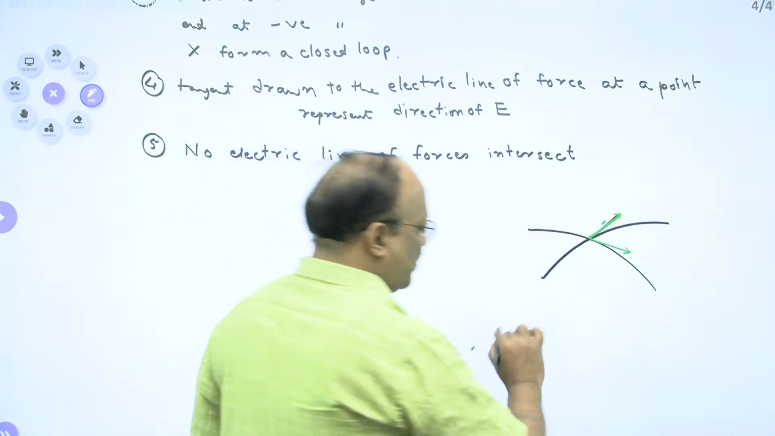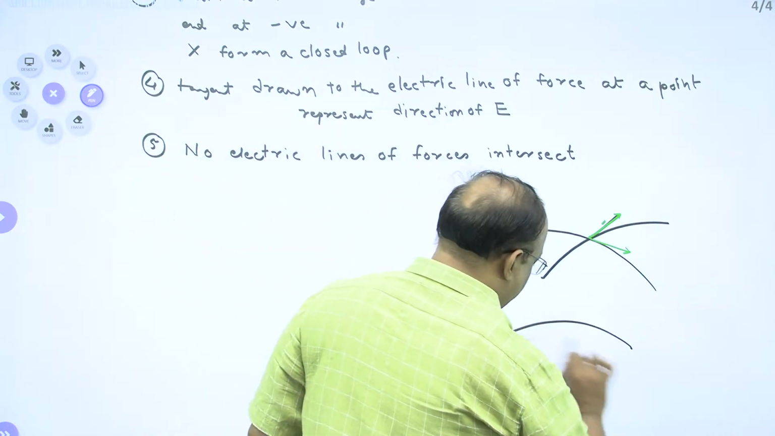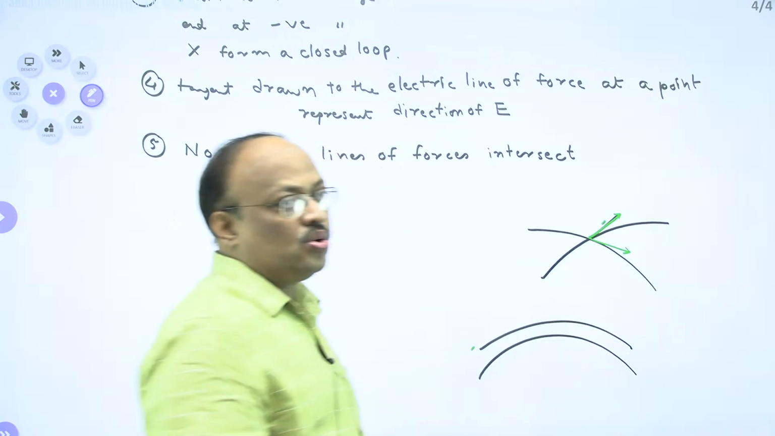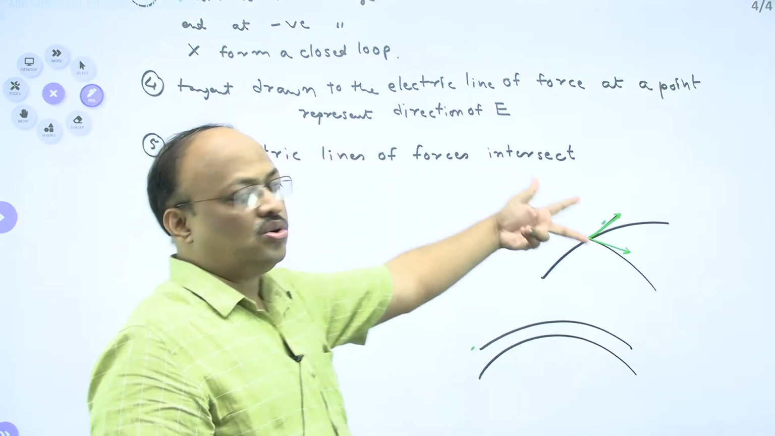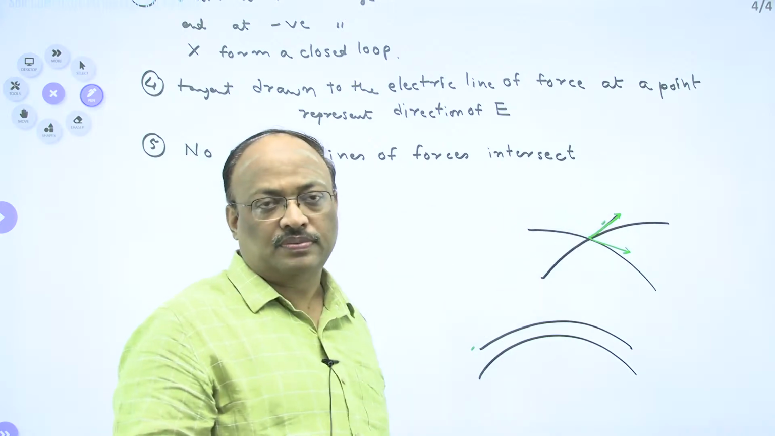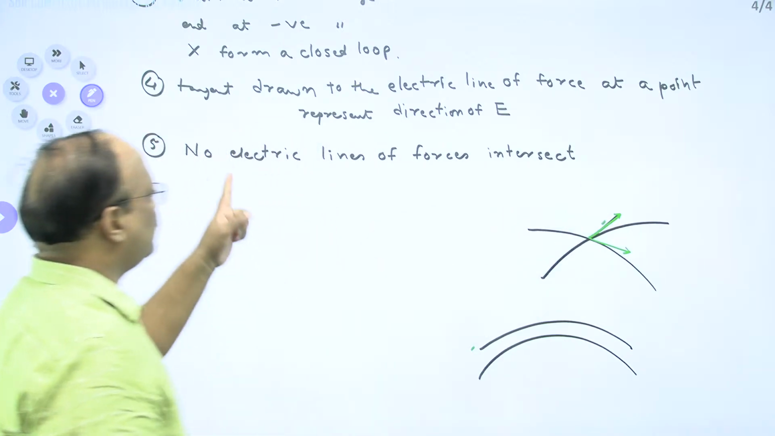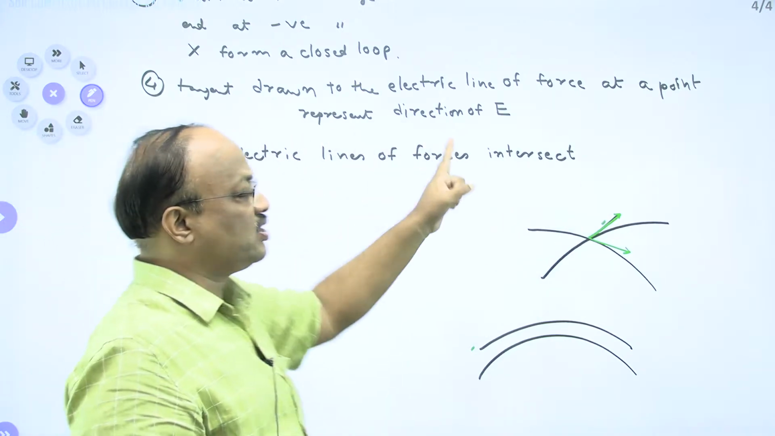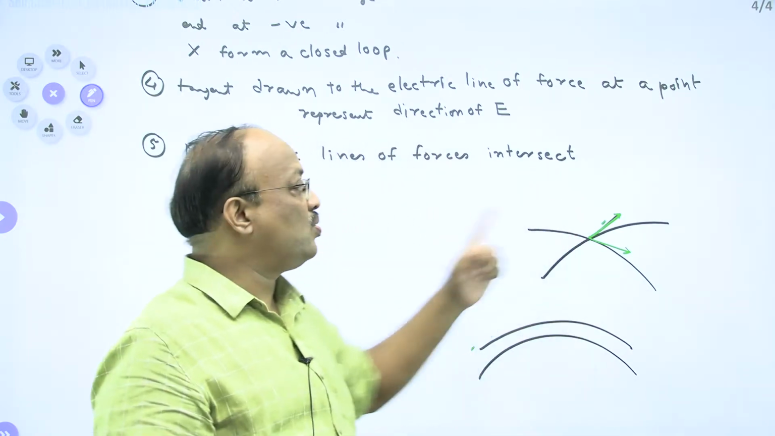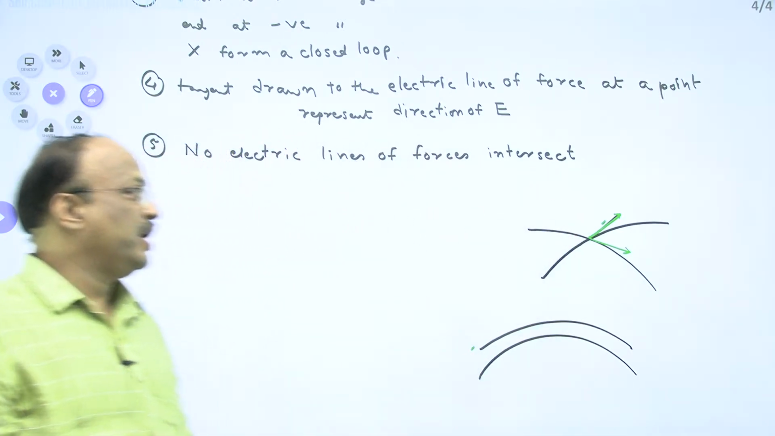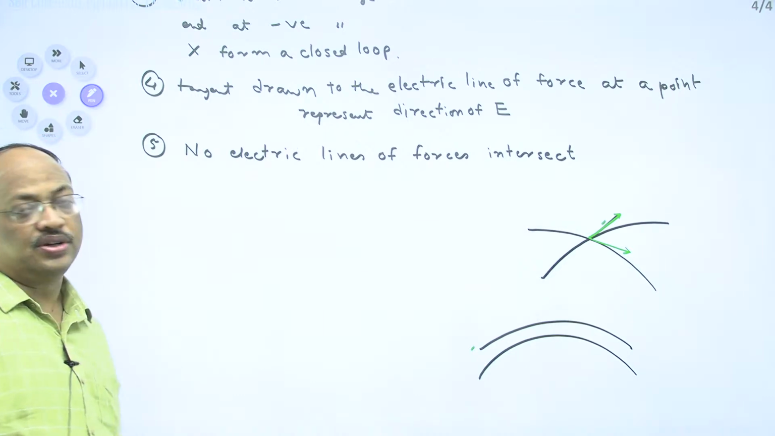They have to be separate like this. Never do two electric lines of force cross each other. If they cross, there would be two electric fields, which is not possible. Therefore, no two electric lines of force intersect each other.